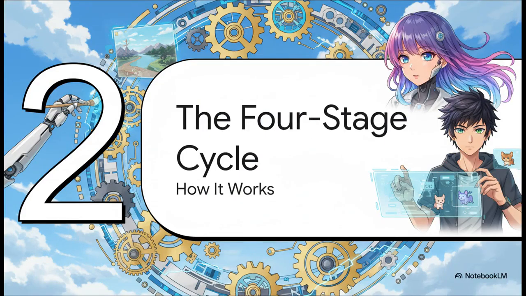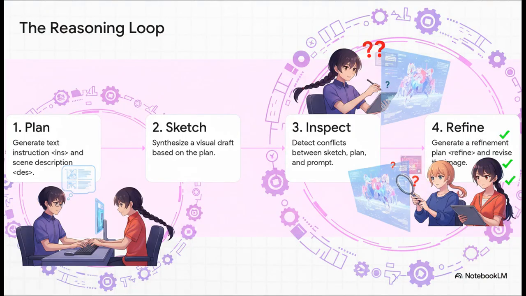So let's get into the core methodology and see how this actually builds into a controllable, self-correcting cycle. This is where the engineering gets really cool. The whole thing revolves around this four-stage loop that just keeps repeating. First, it plans, generating a text instruction and a description of the scene. Then it sketches a visual draft based on that plan. Now, the key step is next: inspect. This is where the model actually assesses its own work, looking for conflicts. And finally, if it finds a problem, it enters the refine stage where it generates a new plan to fix the error and then revises the image. This loop just keeps going until the image is done.